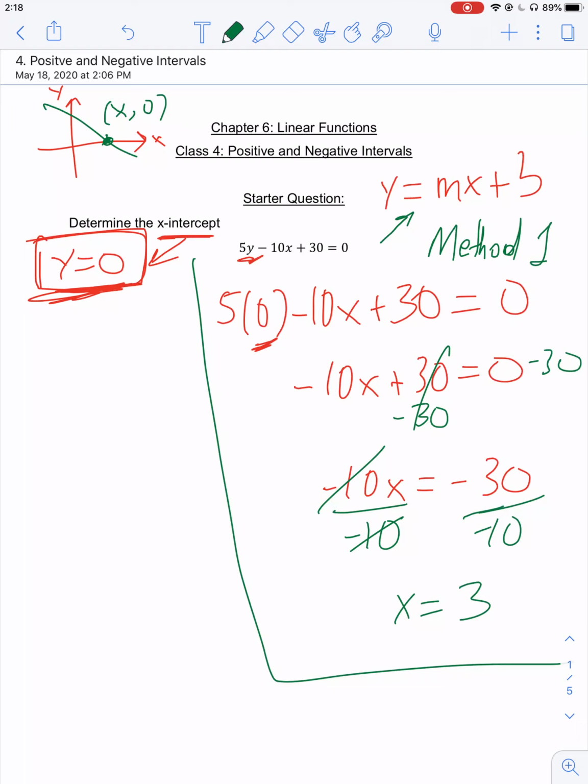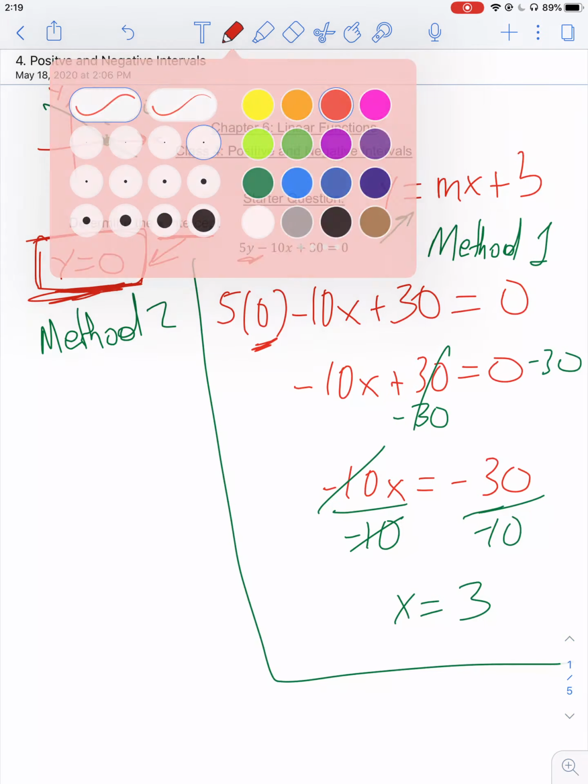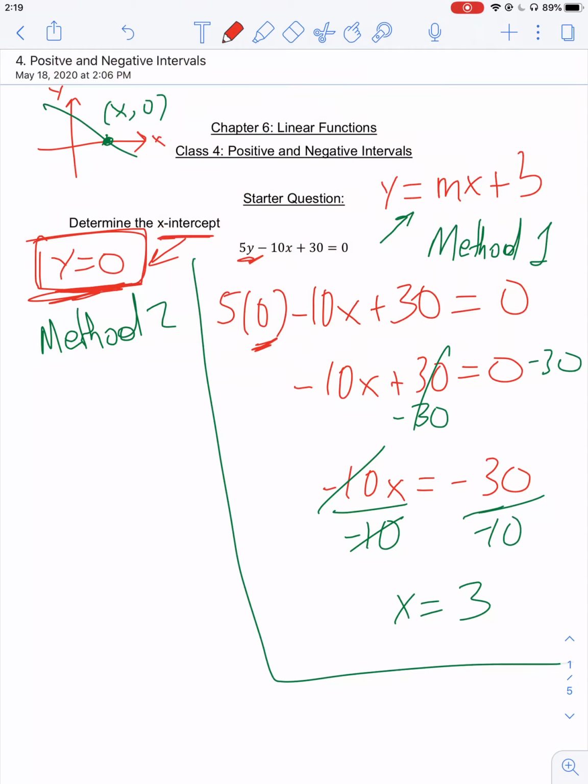And now let's do method 2. Method 2 would be what I would do if they asked me to graph the function, right? Because remember, to graph the function, you have to put it in this form. Okay, it makes it very easy because then you have your slope, you also have your y-intercept. Everything is given to you, but that's not what the question is asking. But I'm just gonna do this for you anyway.